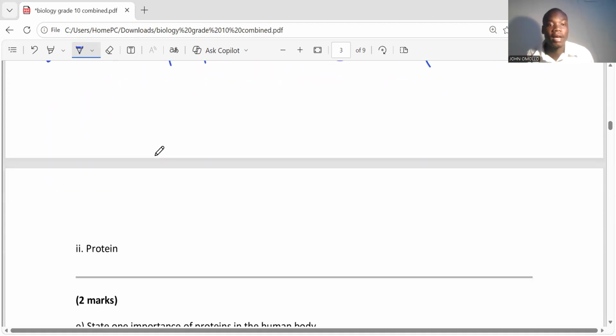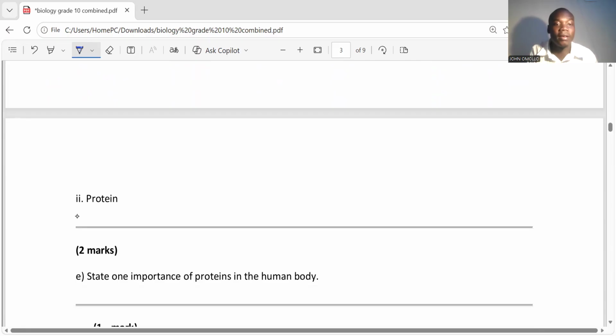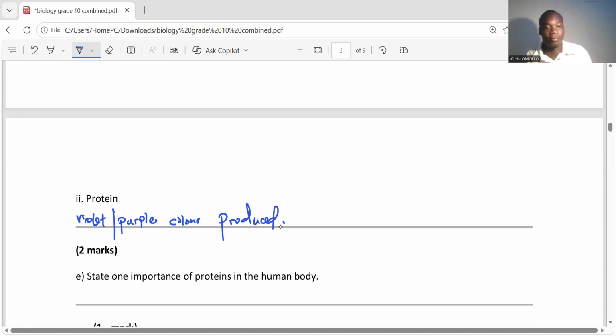So that is for protein, we are going to see a violet or purple color, not violent. Violet or purple color produced. That is for the protein.